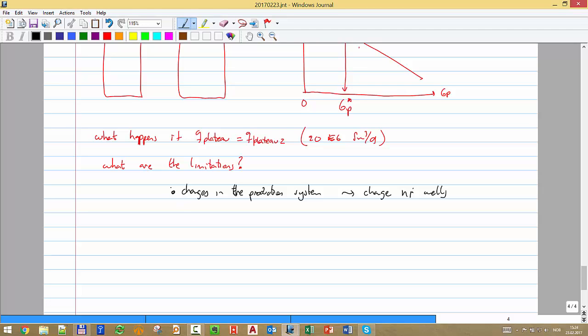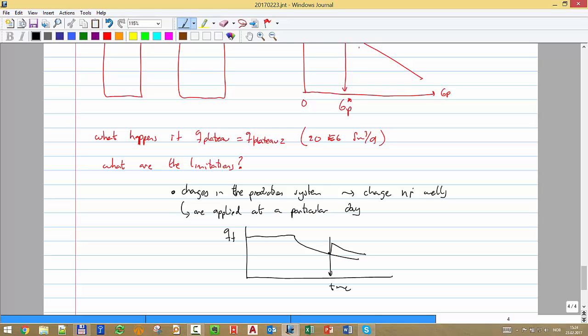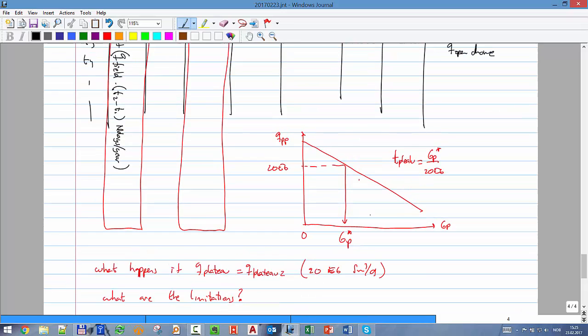These changes are applied at a particular day. So for example, you have your production declining for a certain time, and then you decide to drill one well, and the production increases, and that's at a given time. We work on a project with time. We don't work with cumulative production. Maybe from this example we should work with cumulative production, which makes things much easier.